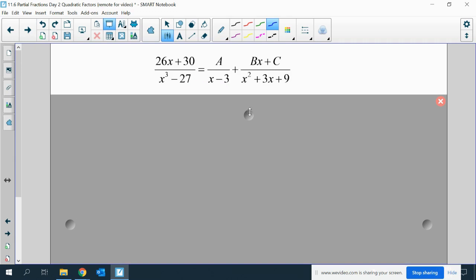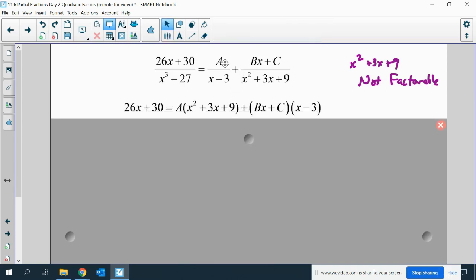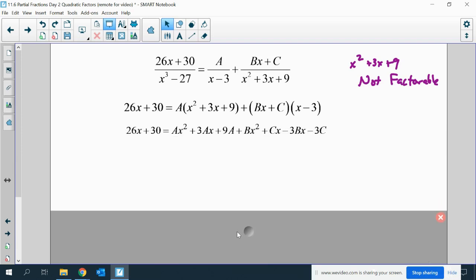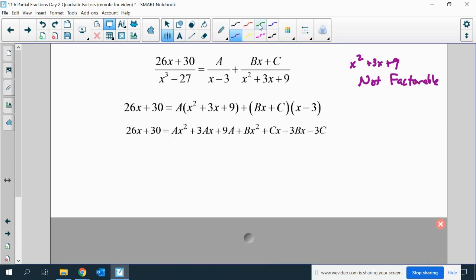So then I can also do the same thing in this problem. Notice that x cubed plus 27 factors with SOAP. So that's the sum of two cubes. And x squared minus 3x plus 9 is not factorable. So that means that I can just stop there and say bx plus c and figure out what goes on from there. So I multiply the a by the x squared minus 3x plus 9. I multiply the bx plus c by the x plus 3. And then I continue to go on from there.